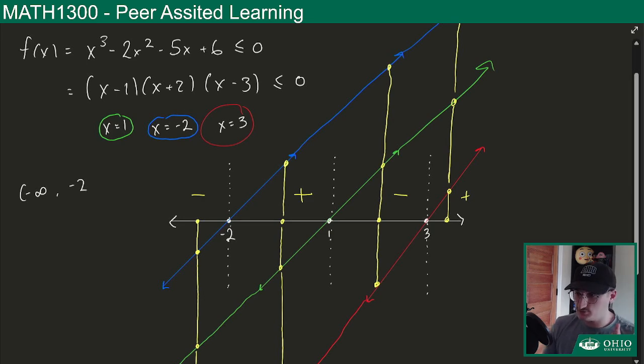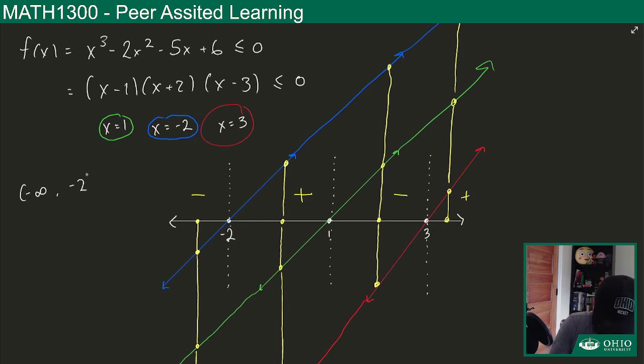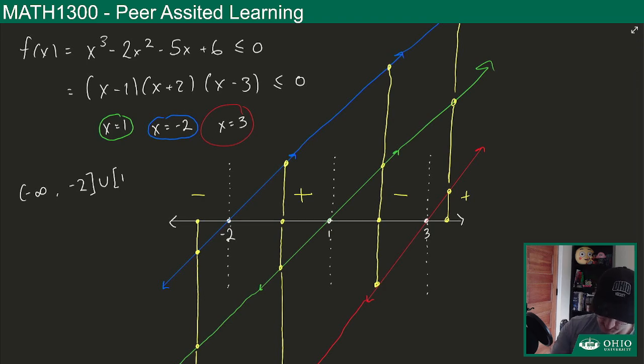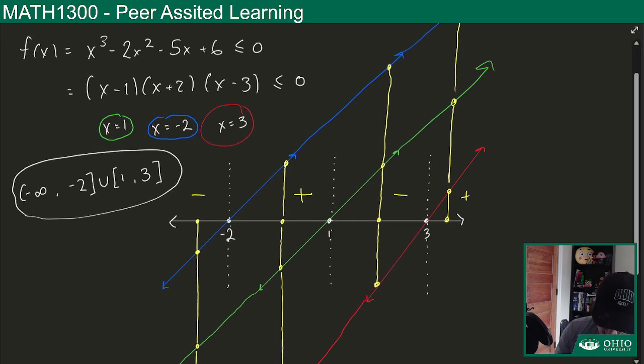And then I also can include my 0. So negative 2 is going to get a bracket because we can also be equal to 0. And then I want to skip a whole bunch of values in between negative 2 and 1 because those are positive. I want to pick back up at my next negative interval, which starts at 1. So I'm going to say union 1. And remember, we can include 1 because 1 is a 0. I want to travel from 1 to positive 3, which also gets included because 3 is a 0. And then everything from 3 to infinity is not included. That's all positive. So our final solution interval is going to look like this.